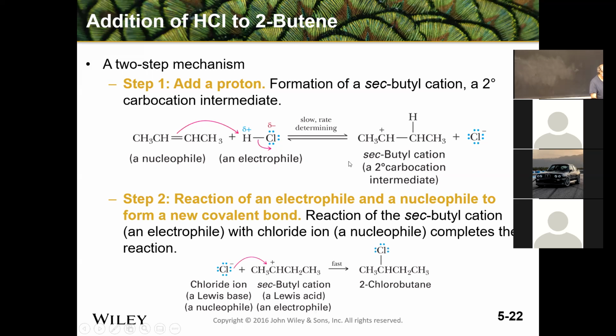The electrons move toward chlorine, so it becomes negative. And then the last step should be very rapid because we've got these opposite charges and they attract each other. And so chloride is going to donate a pair of electrons to that carbocation and will form a new bond. And so the product is 2-chlorobutane. Since this example is symmetric, it doesn't matter which side the H and which side the chlorine goes to.